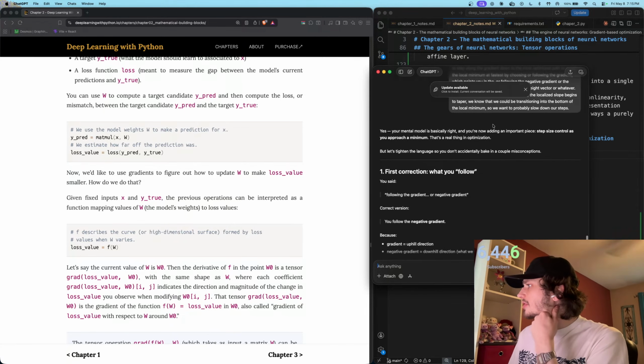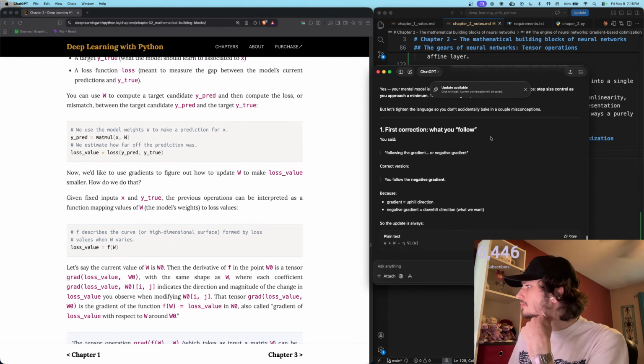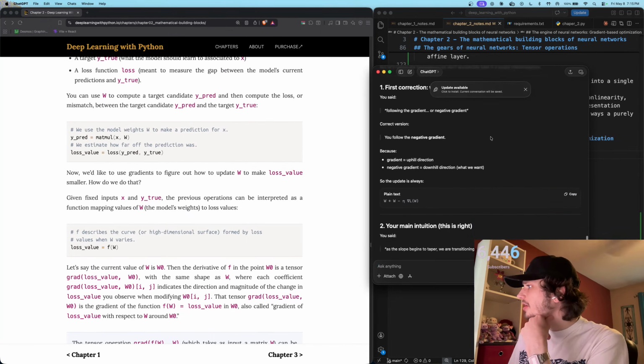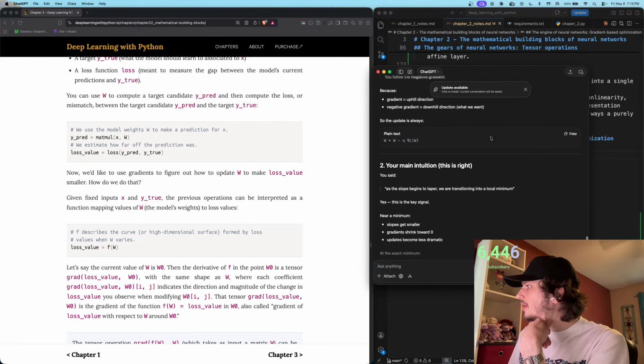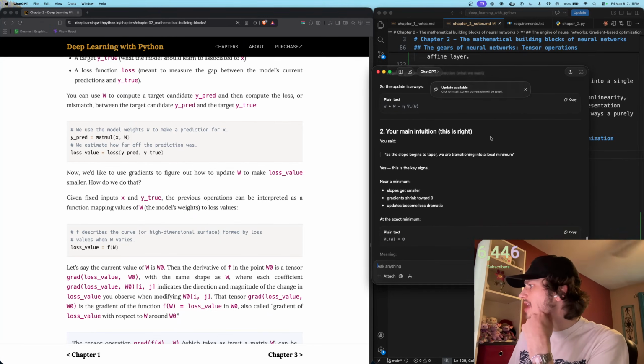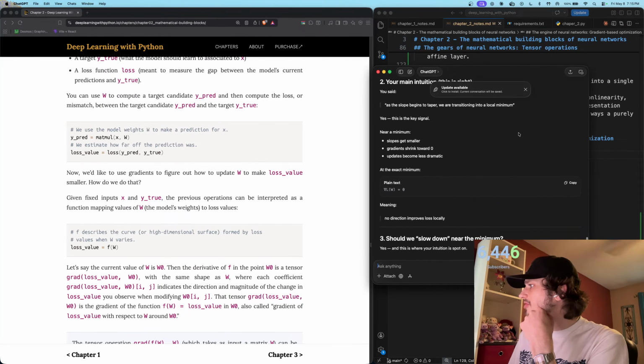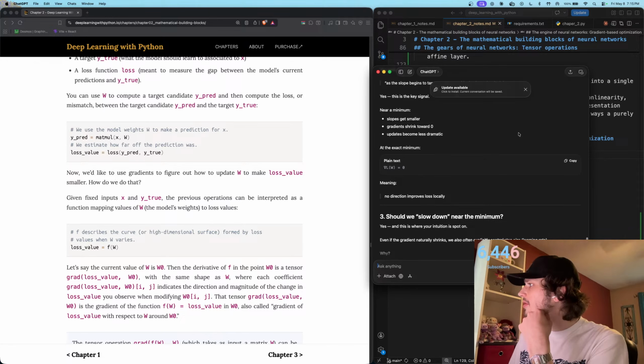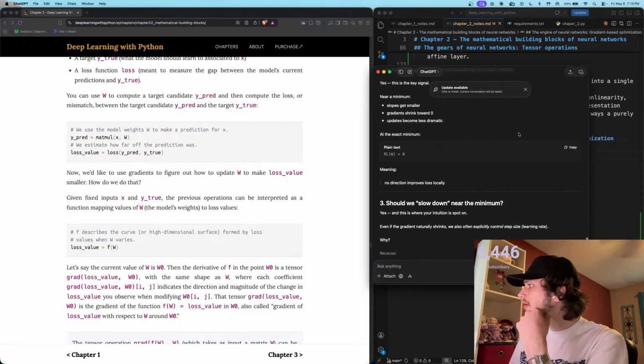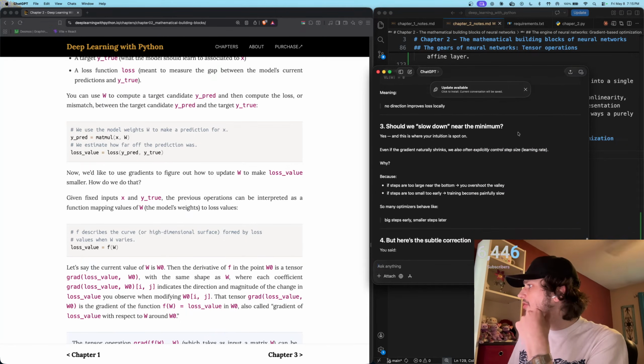Yes, your mental model is right. You follow the negative gradient, right? As your slope begins to taper, we are transitioning into the local minimum. Near the minimum, the slope gets smaller, the gradient shrinks to 0. Updates become less dramatic. Should we slow down near the minimum? Yes.